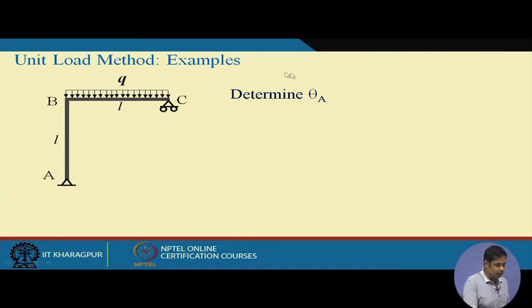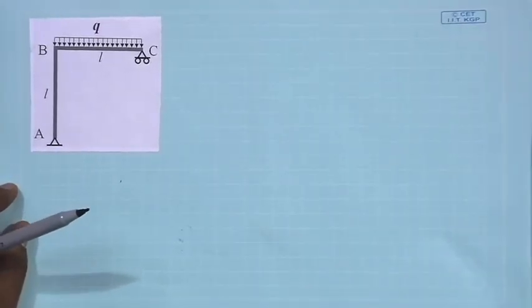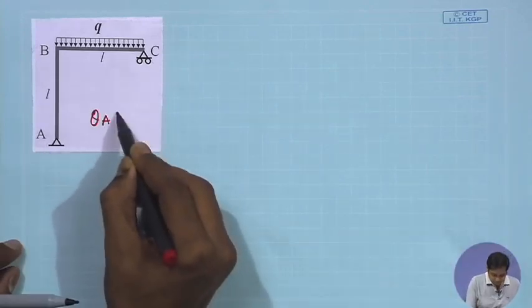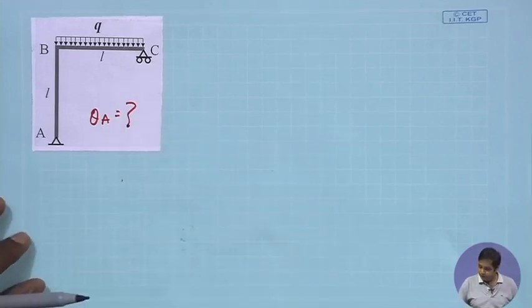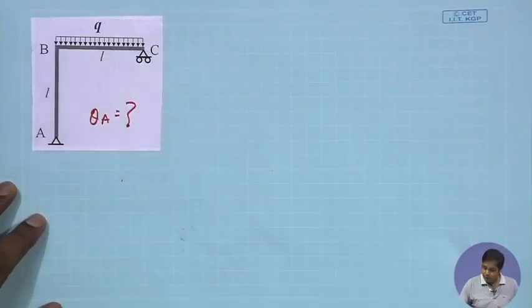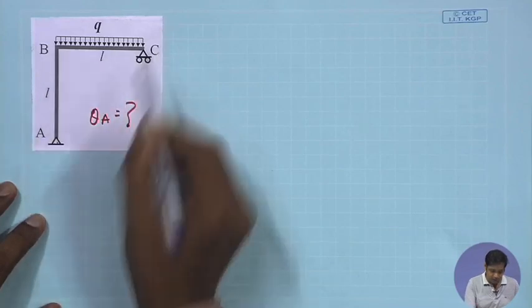What we need to find out? We need to find out theta A, meaning the rotation at point A. Okay. Now, let us see this problem. The problem is this. Now, since we need to find theta A, first let us find out the bending moment for this. We have two parts, one is AB and the other is BC.